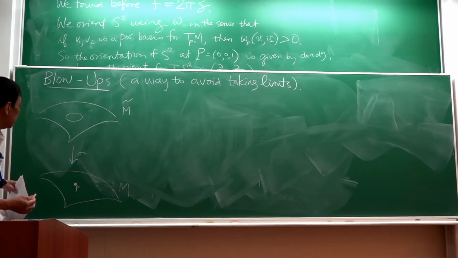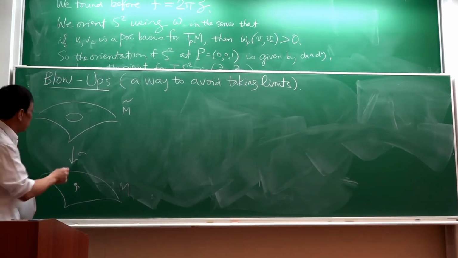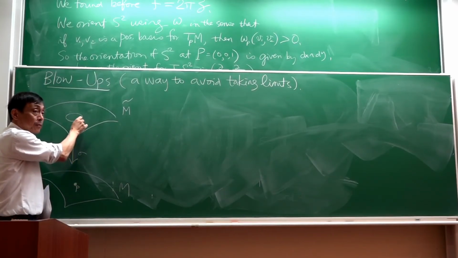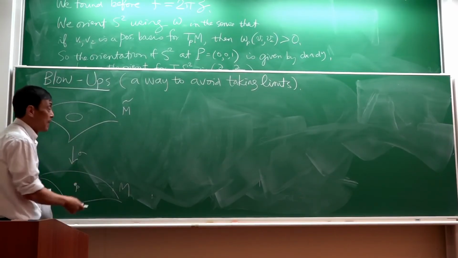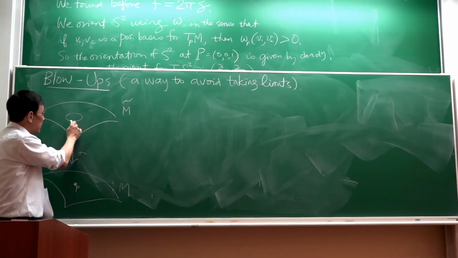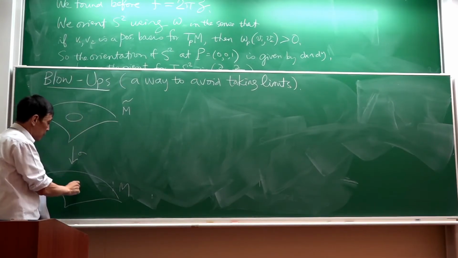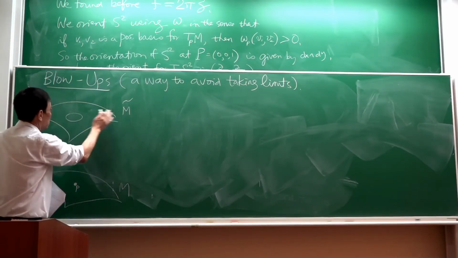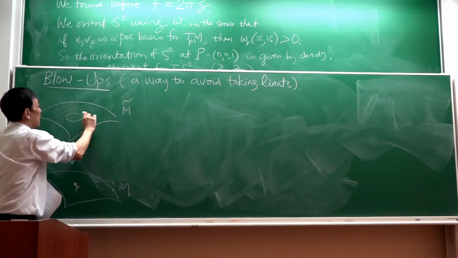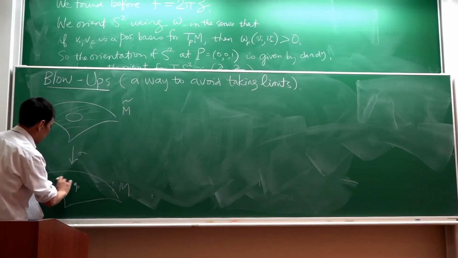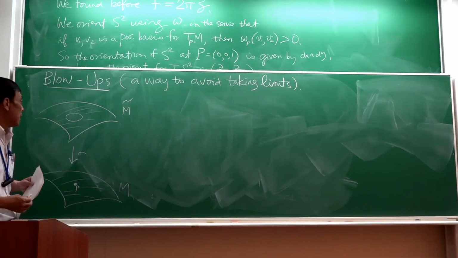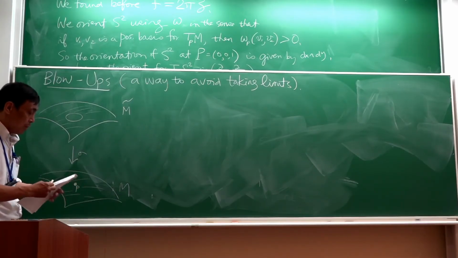And this map sigma is a diffeomorphism outside the circle in P. So basically, it maps this circle to the single point P. And M tilde is a manifold with boundary. This is M tilde. So that's called a blow up.